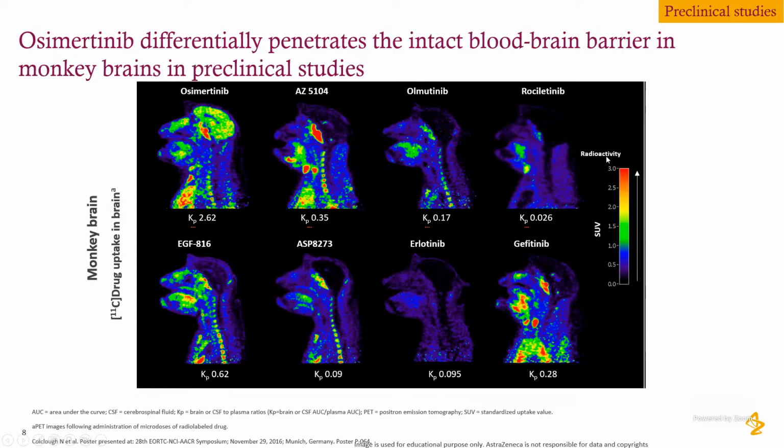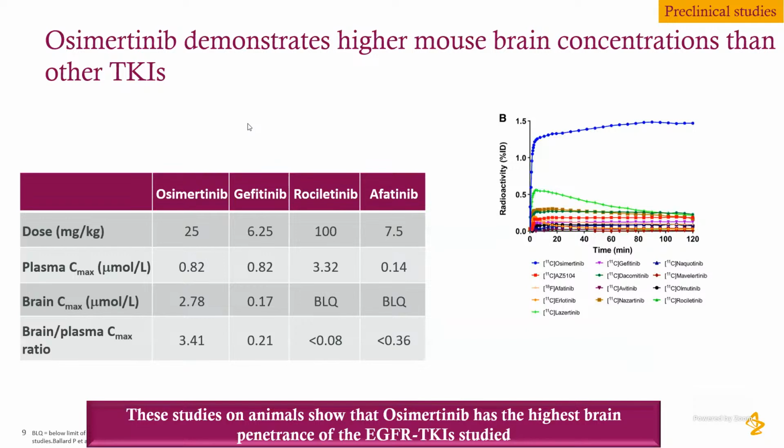Red indicates higher radioactivity and blue indicates lesser radioactivity. In first generation TKI, there will be less chance of crossing the blood-brain barrier. On the contrary, with third generation TKI like osimertinib, there will be a higher concentration in the brain, so the blood-brain barrier will be penetrated most effectively. In these preclinical studies, the dose was given per mg per kg.